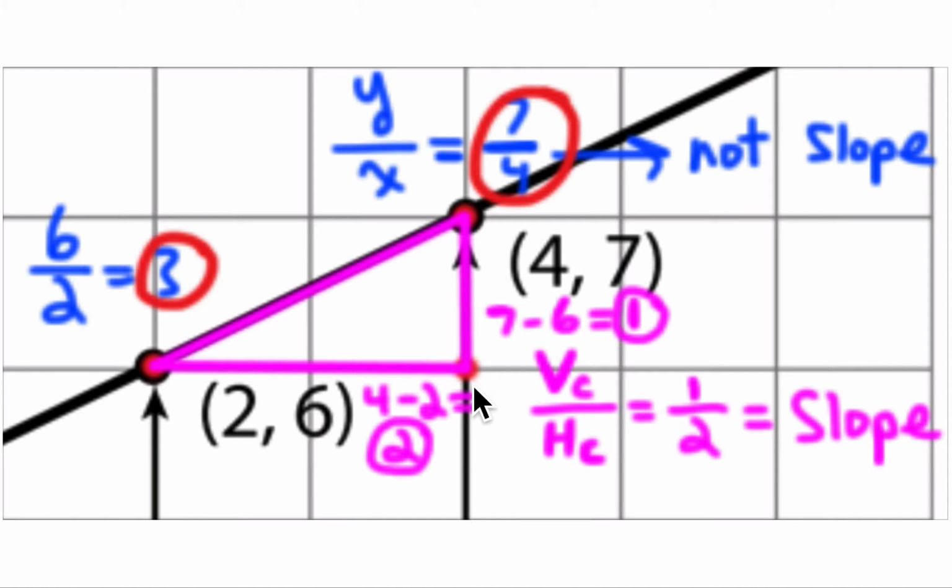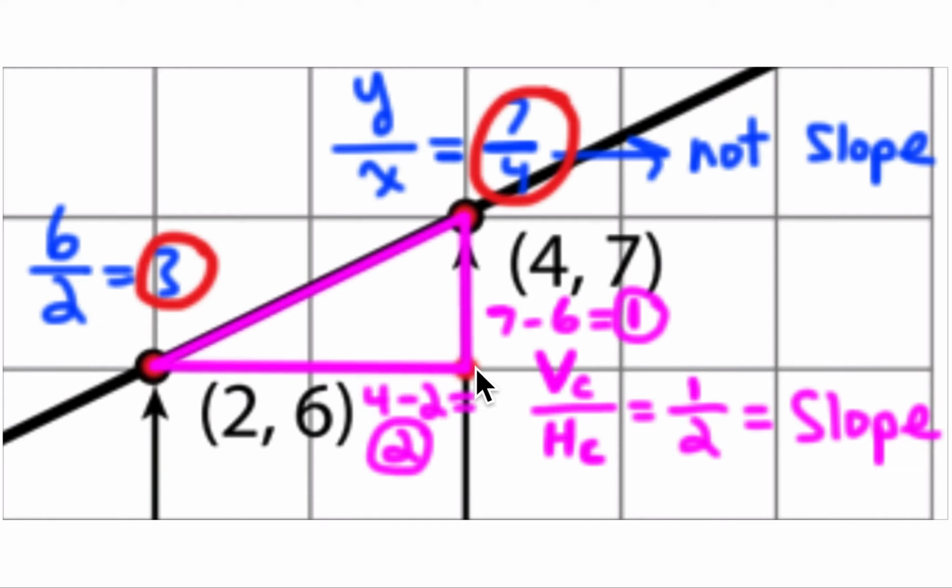Or you can look at it as I'm subtracting 6, the beginning, from the end. 7 minus 6 is 1 unit. So this change right here is 1 unit. And what's the change in the horizontal direction? This point right here starts at 2 and it ends at 4. Remember, this point right here is out 4 units and up 2 units.